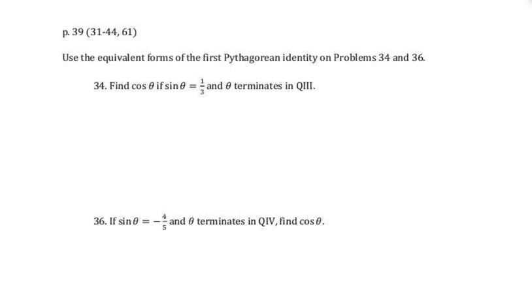Moving on to the next section, looking here at question 34 in the problem set starting on page 39. We're going to use equivalent forms of the first Pythagorean identity in these couple questions that we're going to look at now. So we want to find cosine theta of an angle that terminates in quadrant 3. In quadrant 3, cosine is negative. That's going to be important in a minute.